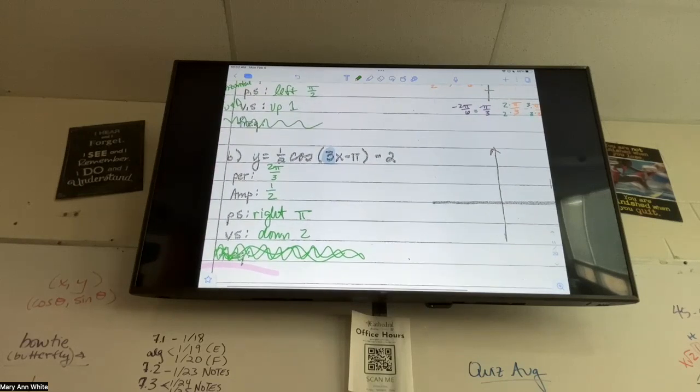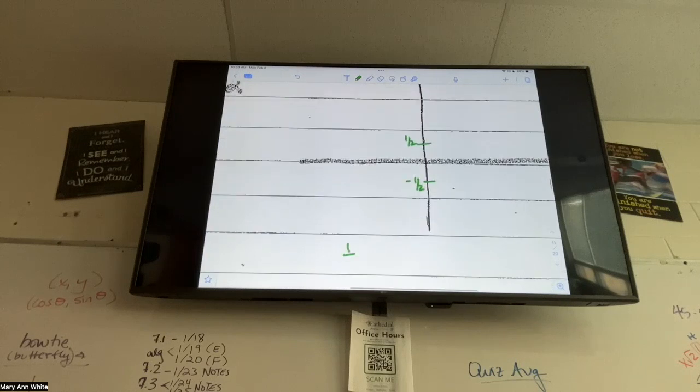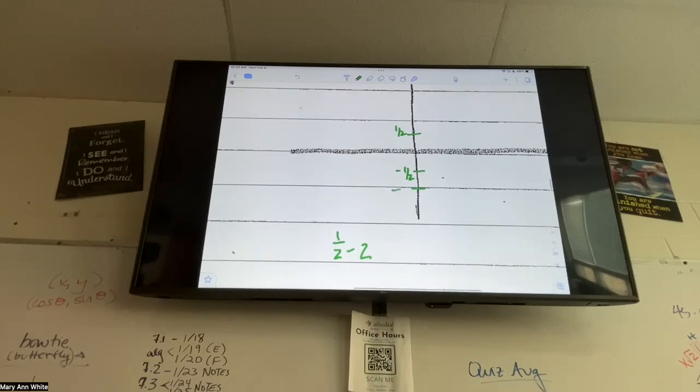Okay. So my amplitude is 1/2, so normally I would be at positive 1/2 and negative 1/2. But I have to shift my graph down 2 units. So you know what my highest and my lowest point are gonna be then? So the highest point is not gonna be 1/2, it's gonna be 1/2 minus 2. Negative. Good, negative 1 and 1/2.